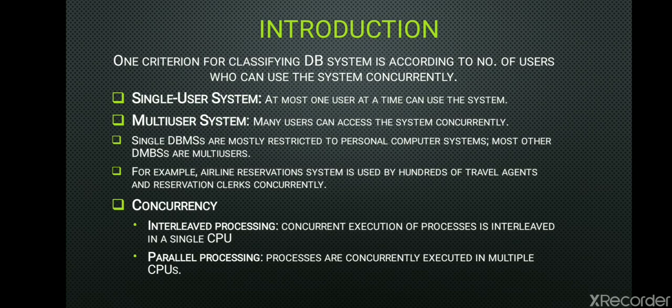So for example, we have airline reservation systems. We all know that in airline reservation systems, there are hundreds of travel agents and reservation clerks who are actually doing their tasks. Travel agents are booking tickets for their clients, and reservation clerks who are there for the government are also reserving tickets for the clients or the tourists who are willing to go from one place to another.